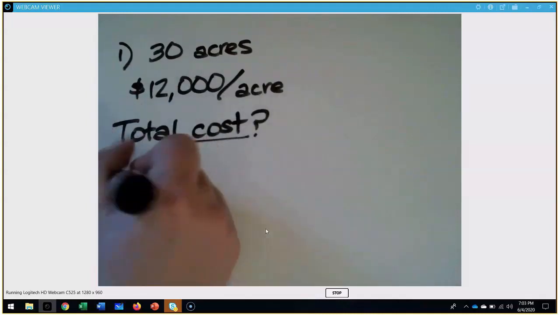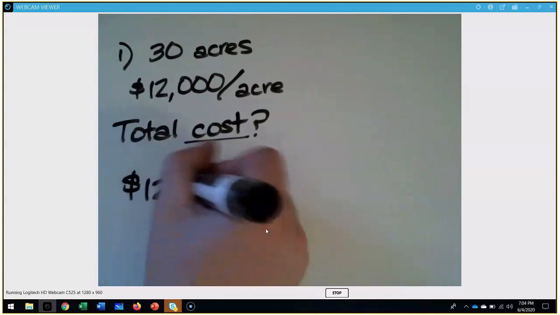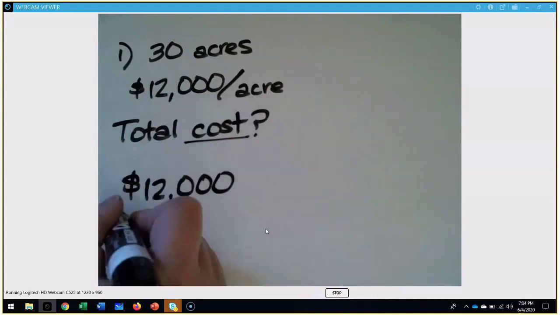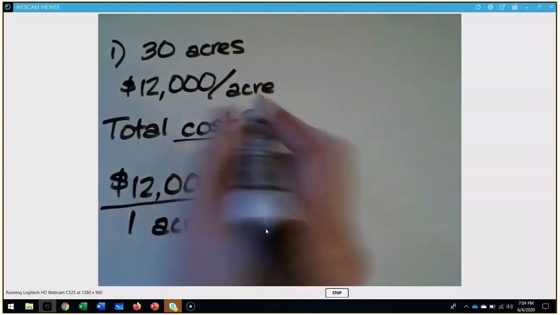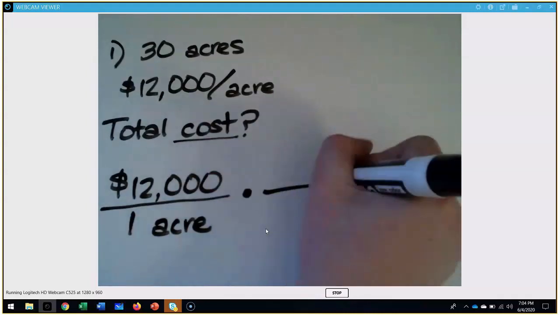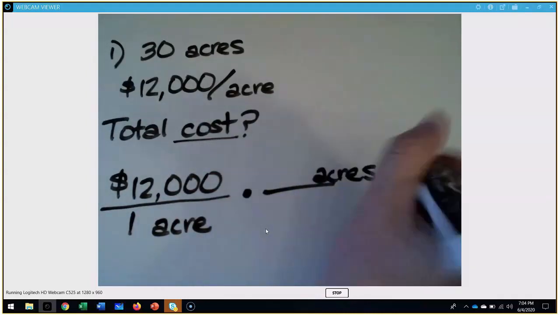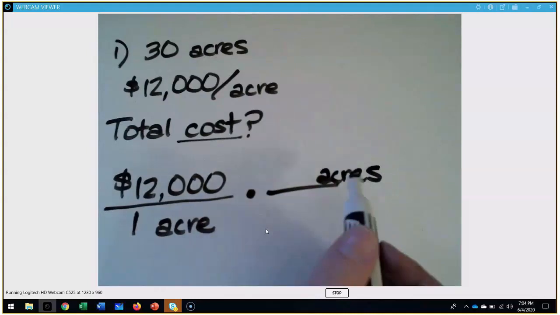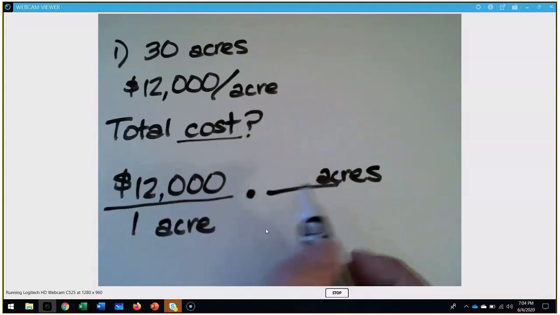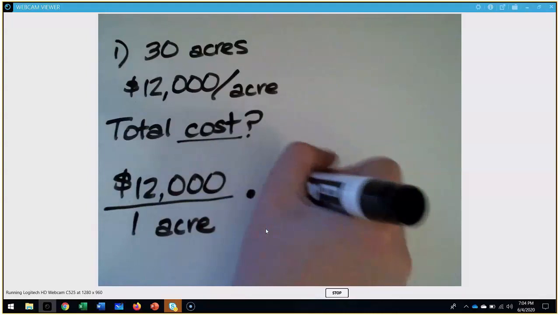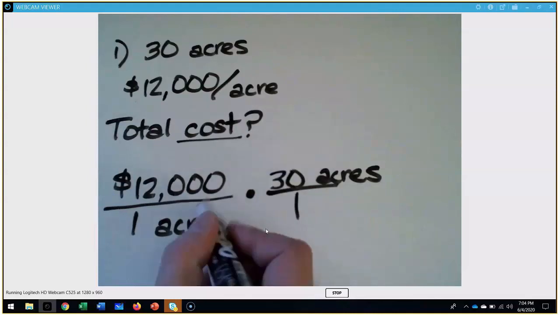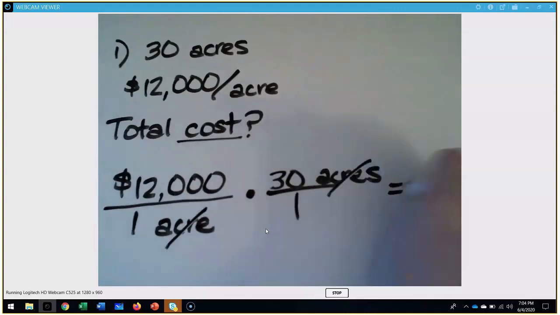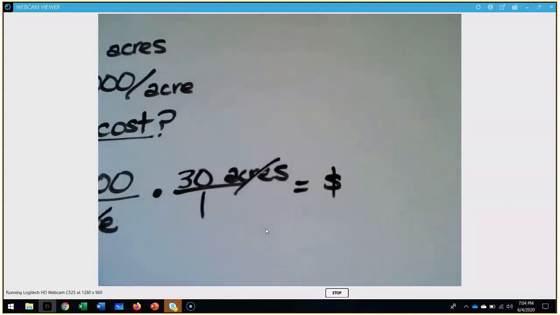So if I set this up, $12,000 per acre means divided by 1 acre. If I set it up like this, and as we talked about before, if acres are diagonally across from each other, they'll cancel. I just need information that has acres in it. And I obviously do right here. So I'm going to put that up here. This will go over 1. That way when I multiply this out, my acres cancel. My answer is left as a cost, and that's what the question asks for.